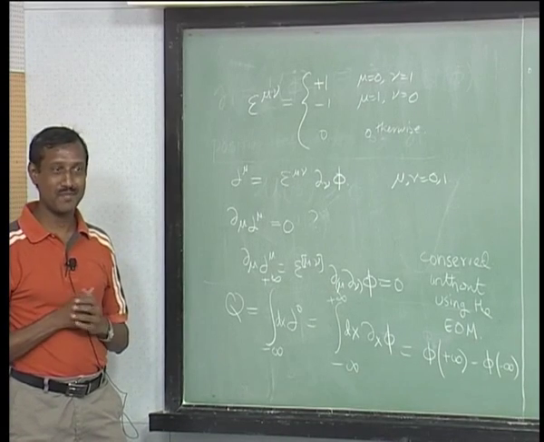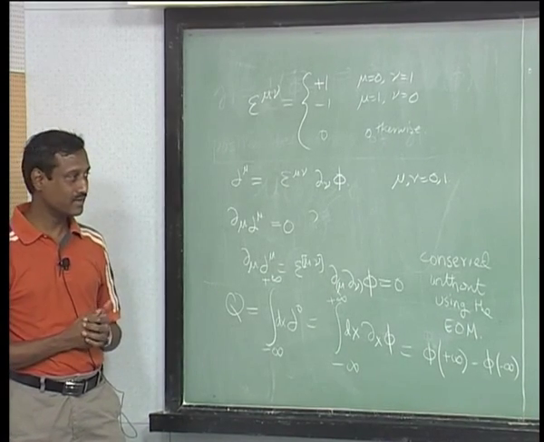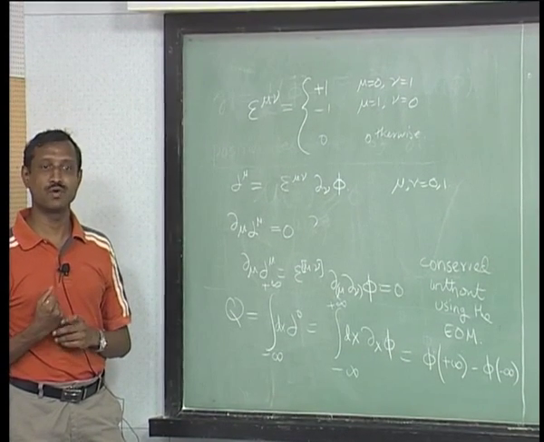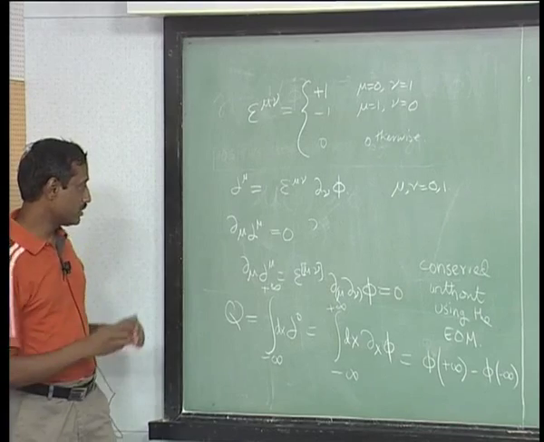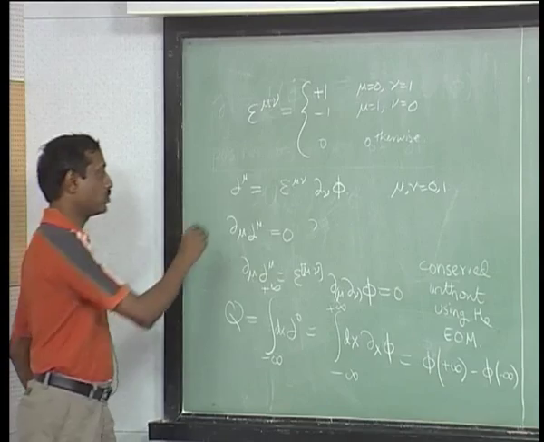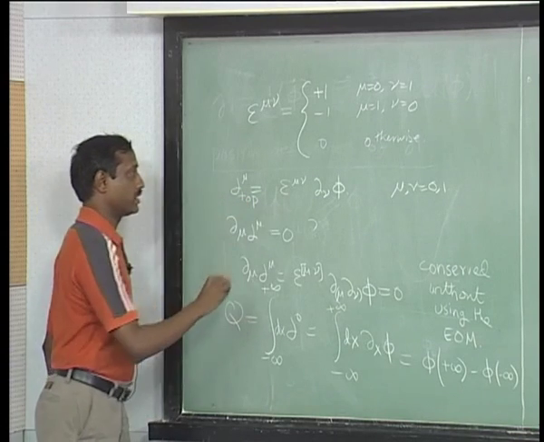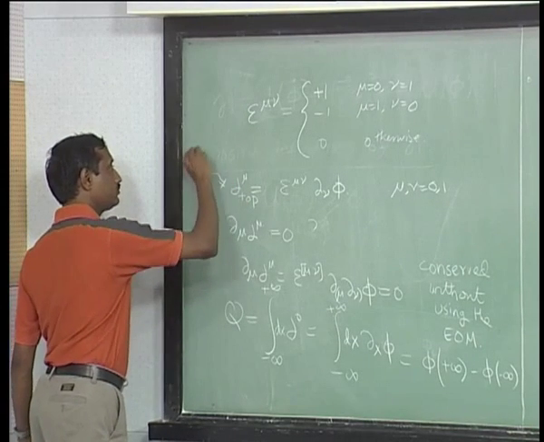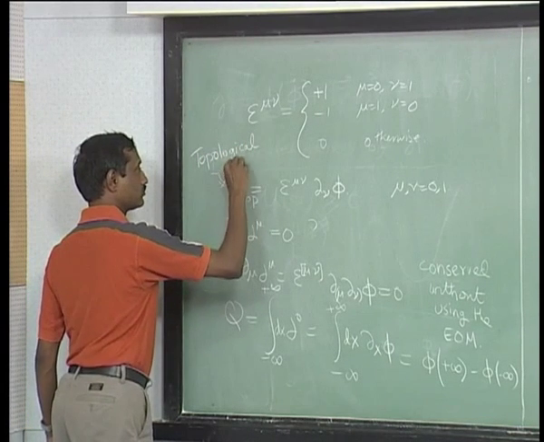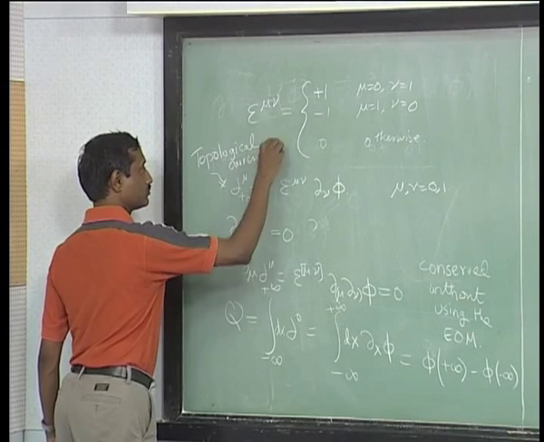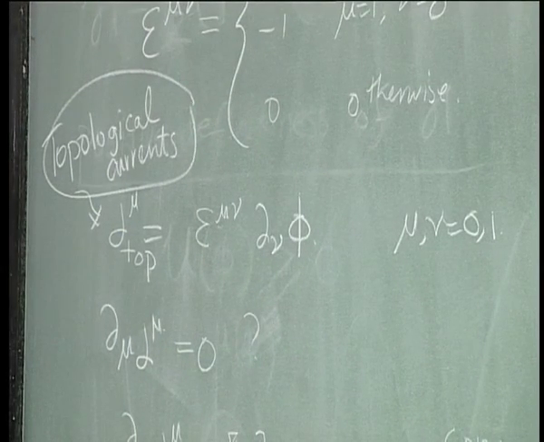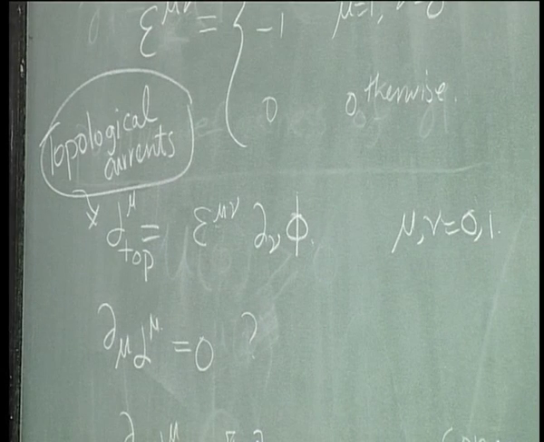Okay. You can write out an analytic expression, and that is something which will come in one of your assignments, probably the next one, where you will actually go back and check. So currents like this, which are conserved without using the equations of motion, are called topological currents. They are not associated with any symmetry or anything else.